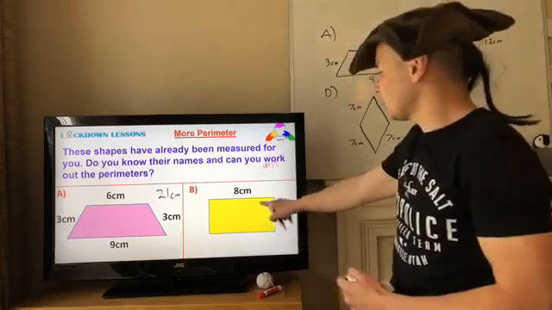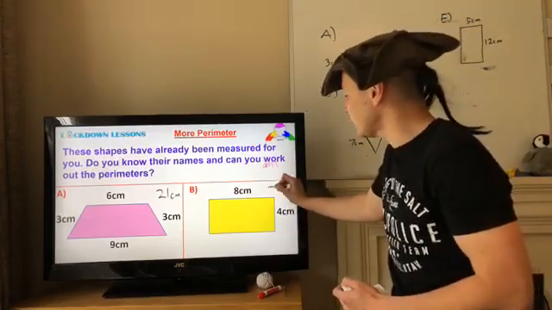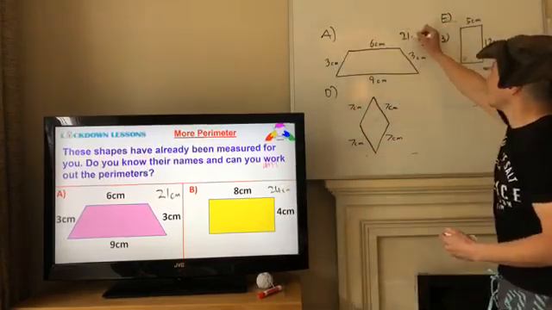The rectangle, so you've got 8 and 4 is 12. We're going to have another 12 there, so that gives you 24 centimetres. That one was the same as that one, so 21 centimetres.